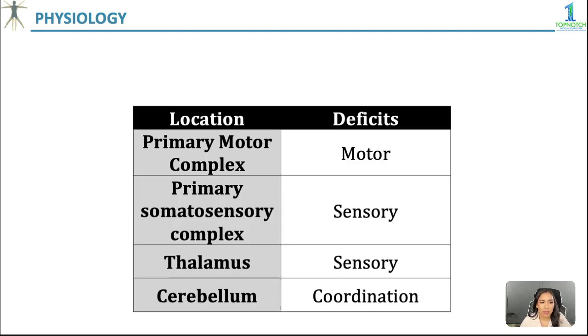So let's look at the localization. When the primary motor complex is affected, the deficits are usually motor. If it's the primary somatosensory complex, it's sensory. Thalamus also sensory, and cerebellum coordination.